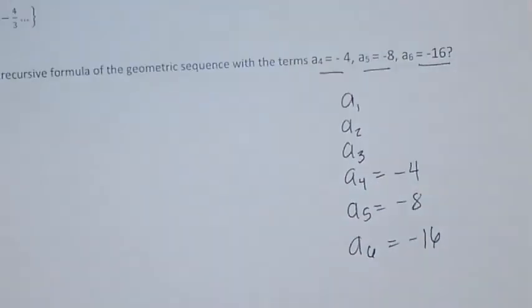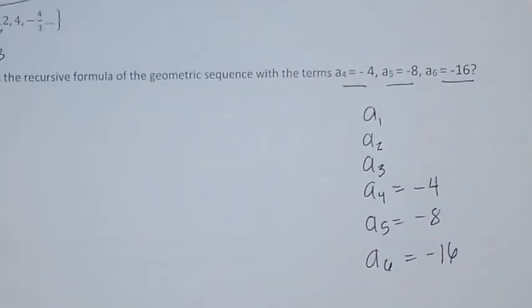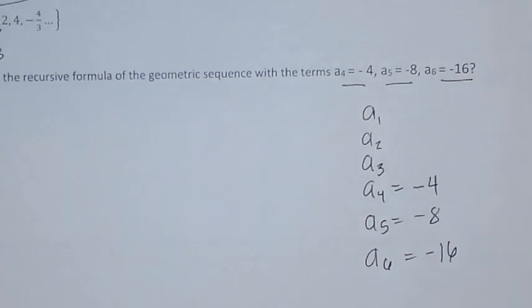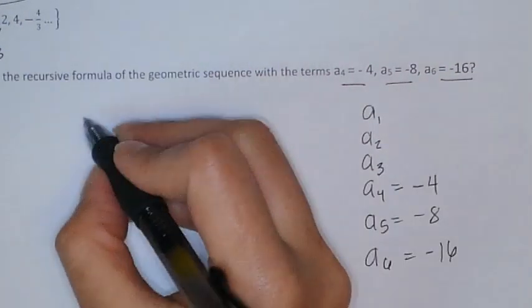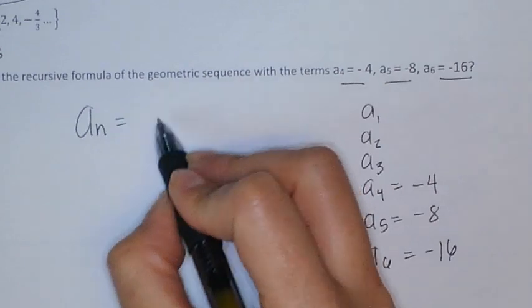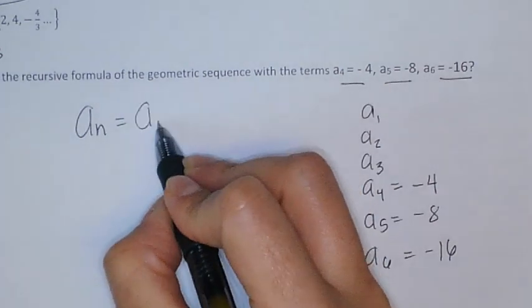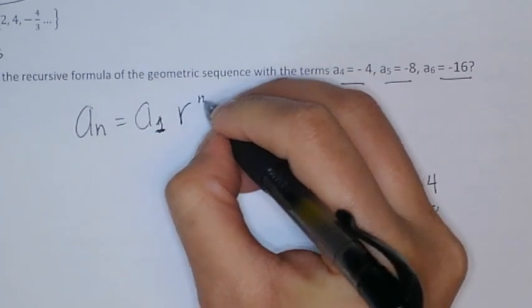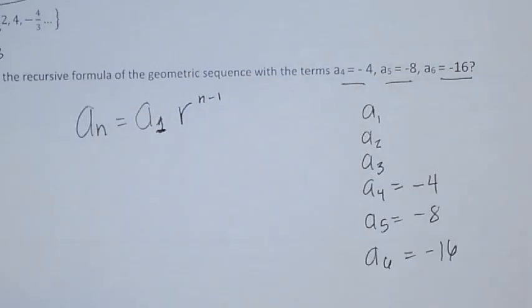Okay, now we didn't do recursive, we just did explicit. For the explicit formula, you have to have a 1. Remember, a sub n equals a 1 times the common ratio to the n minus 1. So we can do it in explicit.